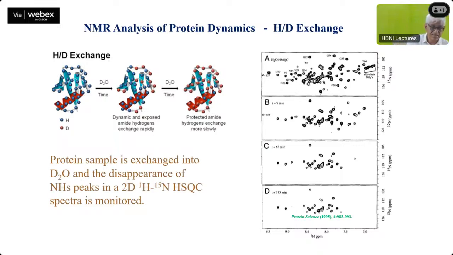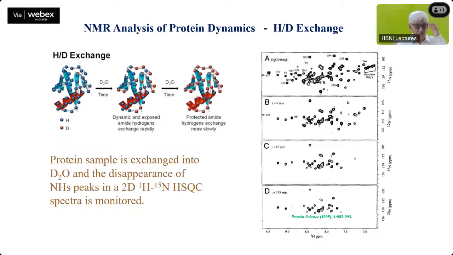Now let us consider a particular protein. This protein has a helix here, red is a helix, and the cyan is the sheets. And all these individual residues are indicated by small spheres. And this is now in water. What you do, you lyophilize it and put it in D2O. Initially, all these are protonated. They are all protons. Now you put it in D2O.